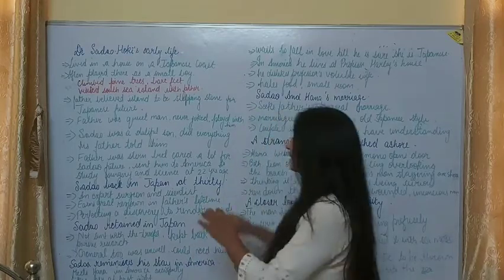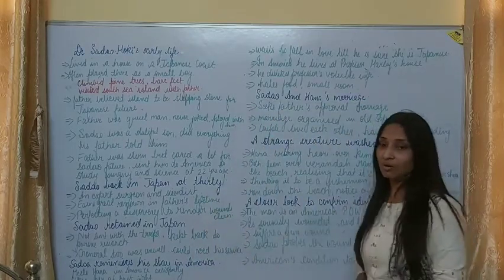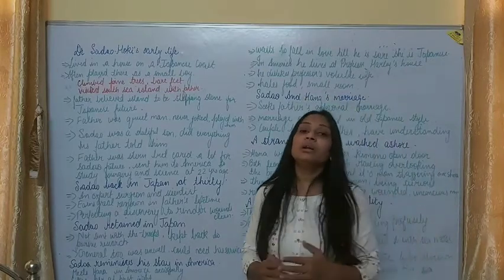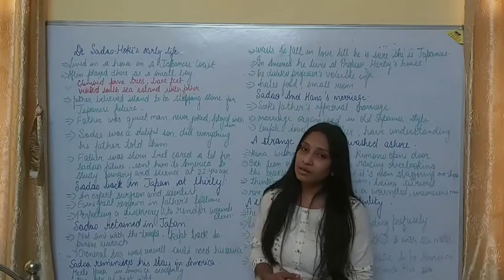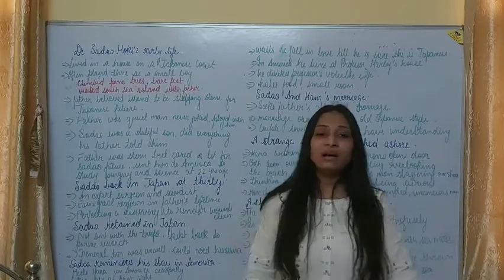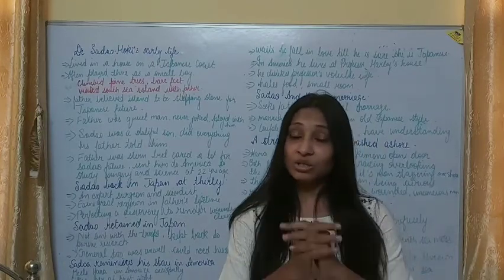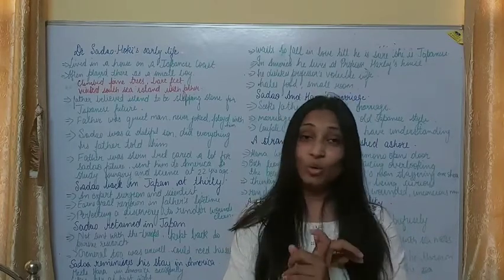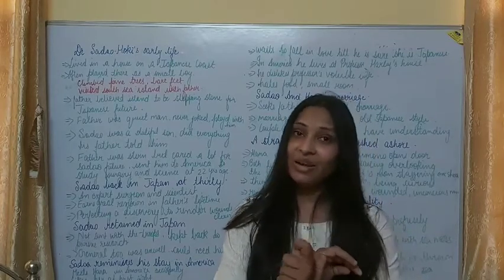Now we're going to understand this chapter in detail. When the chapter begins, we get to know about the early life of Dr. Sadao Hockey. What was the early life of Dr. Sadao Hockey when he was a child? His house was on the Japanese coast. It was a beachside house.